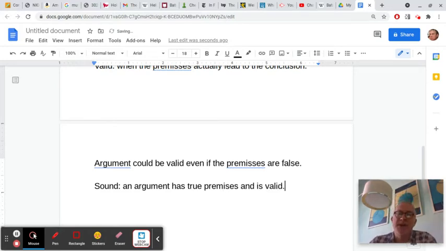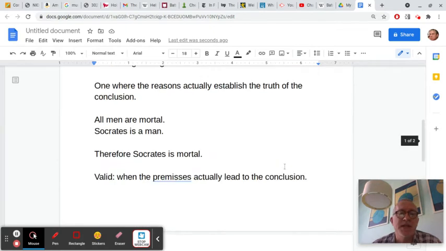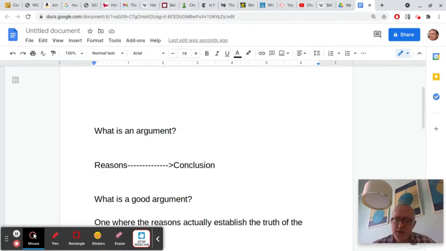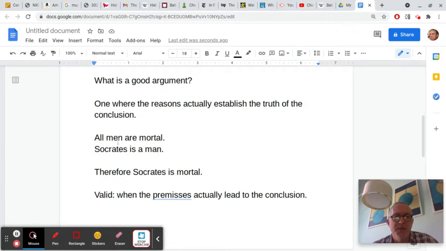If an argument has true premises and is valid in its reasoning, it's said to be sound. So I suppose that when I ask you to do this second step, what I'm asking you to do is to establish whether the argument is a sound one. A sound argument is one where the reasons given for a conclusion are actually true, in the sense that, let's say here, these premises are true, presumably they seem to be true. They do imply the conclusion, and so we can trust the conclusion.